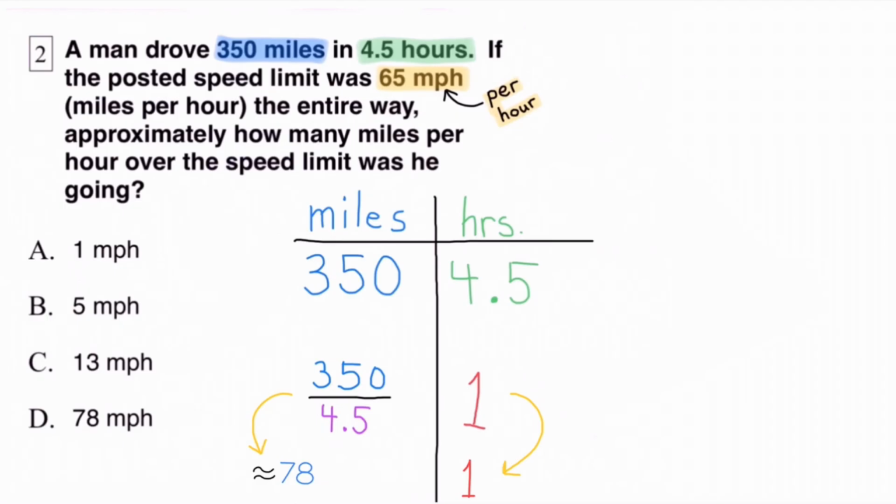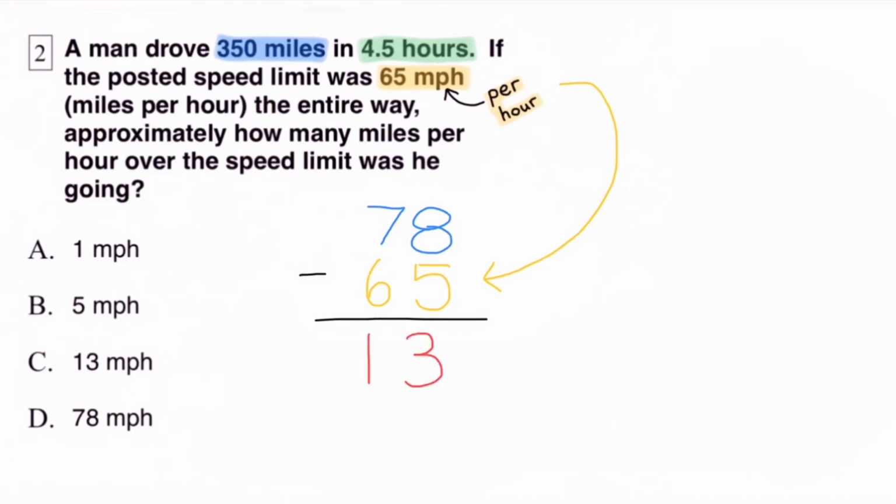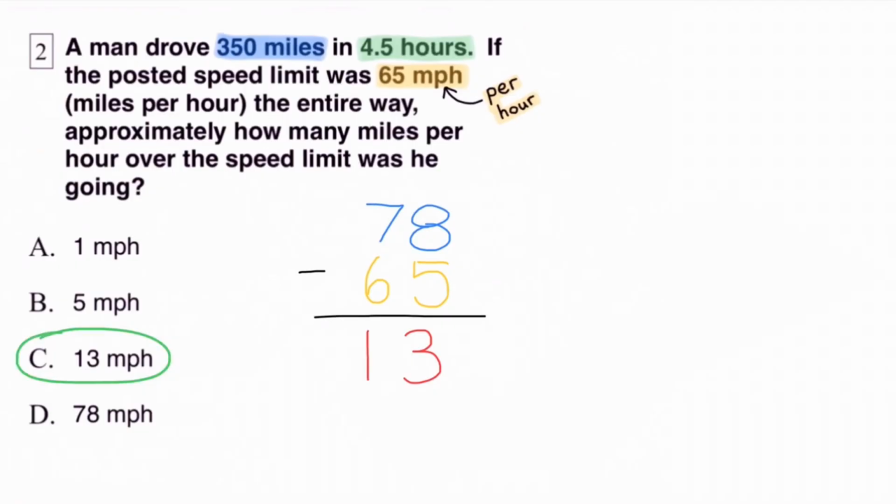But they're not asking us how many miles per hour he's traveling. They're asking us how many miles per hour over the speed limit he was traveling. Approximately 78 miles per hour minus 65 miles per hour, that's going to tell us how many miles per hour over the speed limit he was traveling. 78 minus 65 is 13, so he was traveling approximately 13 miles per hour over the speed limit. The correct answer would be C, 13 miles per hour over the posted speed limit.